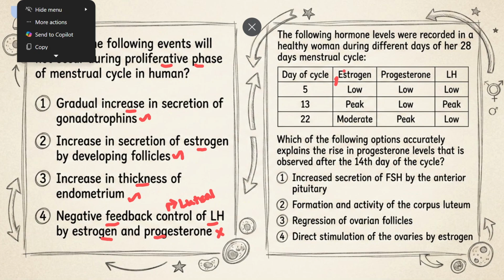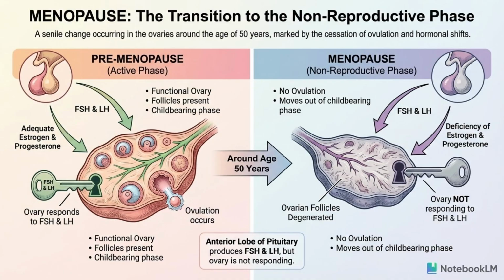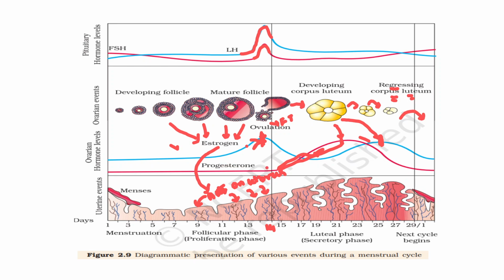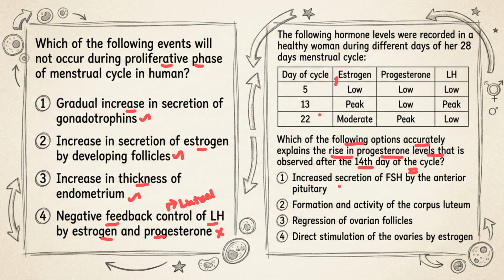Next one is the following hormones were recorded in a healthy women during different days. என்னென்ன ஹார்மோன் லெவல்ஸ்னு கொடுத்துருக்காங்க. Which of the following option accurately explains the rise in progesterone levels that is observed after the 14th day? ஏன் வந்து 14th டேக்கு அப்புறம், அதான் இந்த கிராஃப்ல பார்த்தோம்ல, ஏன் வந்து 14th டேக்கு அப்புறம் தான் வந்து ப்ரோஜெஸ்டரான் லெவல் அதிகமாகுது அப்படின்னு கேட்குறாங்க. So means what will be the answer? You just see this question once.